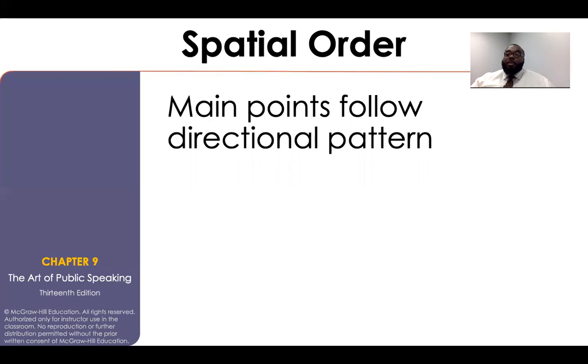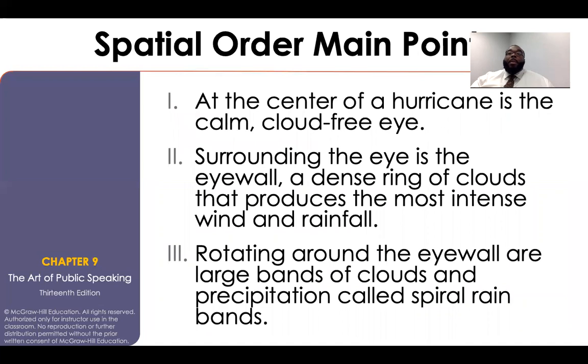Another option might be if we were giving directions to a particular location, and you said you'll hit this spot, and then if you go in this direction, you'll hit this spot, and if you go in this direction, you'll hit a follow-up spot. So that would also be considered spatial order. An example might be a discussion of a hurricane working from the innermost part of the hurricane outward to the outside. Here's a short video.